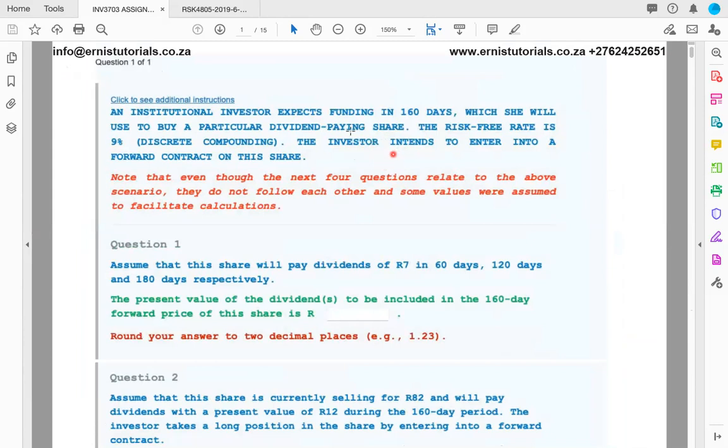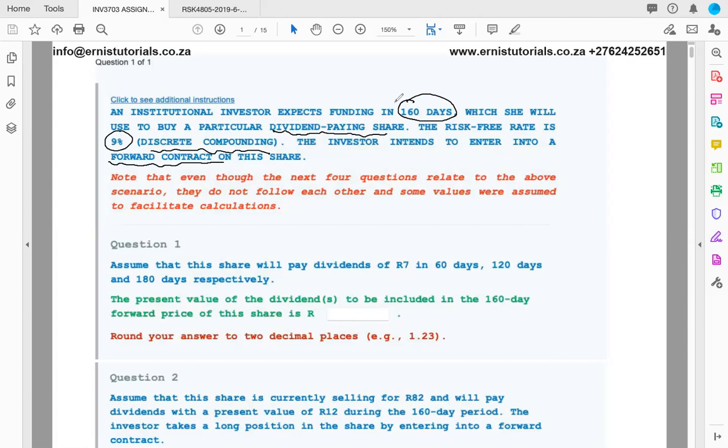We'll start with number 1. Number 1 says an institutional investor expects funding in 160 days, which she will use to buy a particular dividend paying share. The risk-free rate is 9%, discrete compounding. The investor intends to enter into a forward contract on this share.